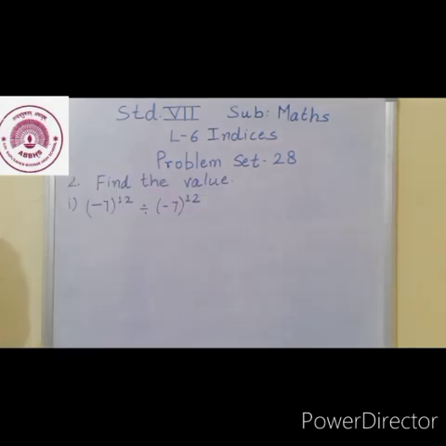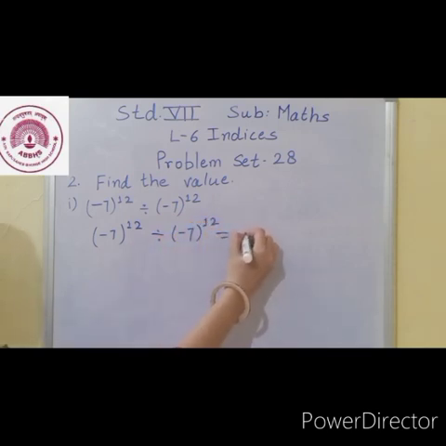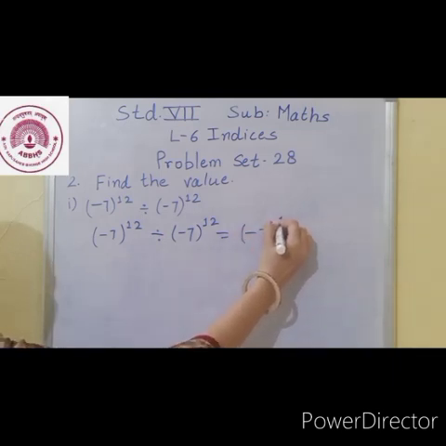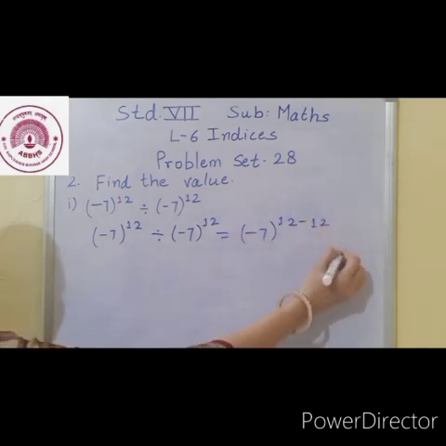Now come to second question, that is find the value. Come to the first part, that is minus 7 raised to the power 12 divided by minus 7 raised to the power 12. As you can see, base in both the indices is minus 7. So, according to the rule, it can be written as minus 7 raised to the power 12 minus 12.